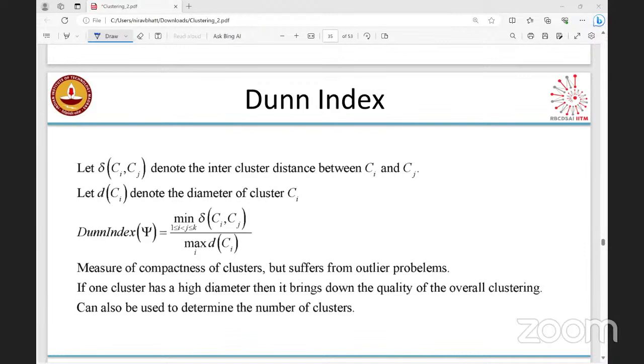So where were we? The Dunn index discusses how compact each cluster is. We compute the inter-cluster distance and take the minimum of that, and look at the maximum diameter of the clusters, the largest cluster. If one cluster has a high diameter, then it brings down the quality of the overall clustering. Correct? And that can be very easily figured out using the Dunn index. Sometimes it also helps us determine the number of clusters, etc.